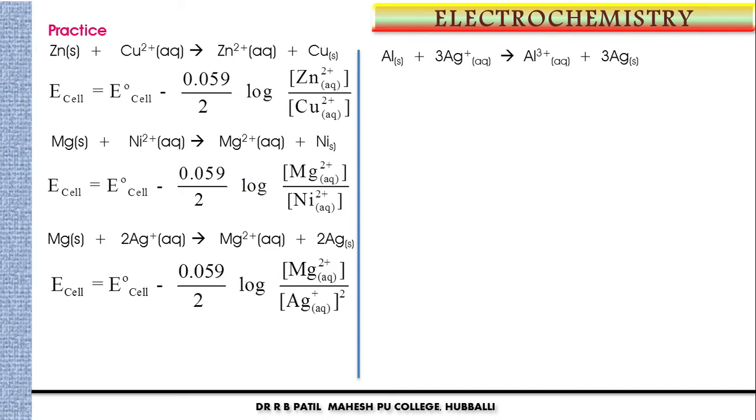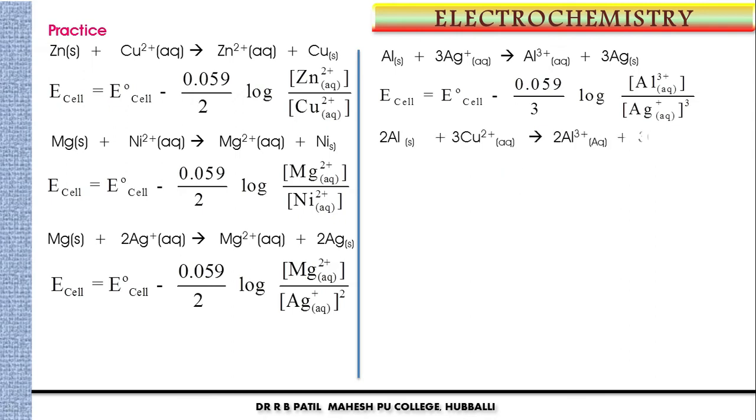Next example, aluminum gets oxidized to Al3 plus, where 3Ag plus gains those 3 electrons and converted to 3Ag. So when I write the equation here, you can see that number of electrons equal to 3 because aluminum converted to Al3 plus by losing 3 electrons. So here we have Al3 plus divided by Ag plus. So product ion Al3 plus divided by reactant ion Ag plus, and number of moles should be raised. So here 3, that's why it is 3.